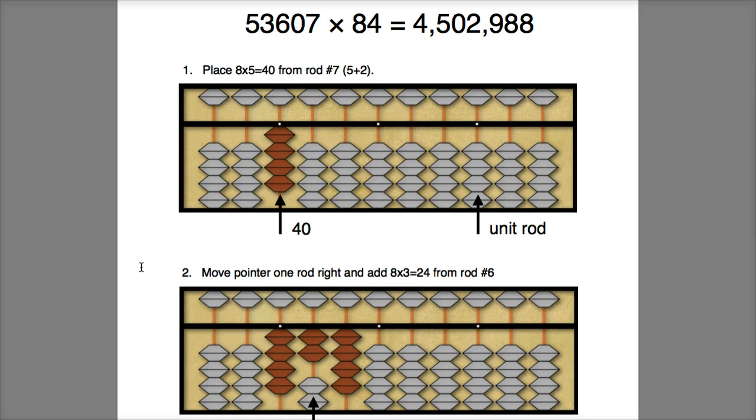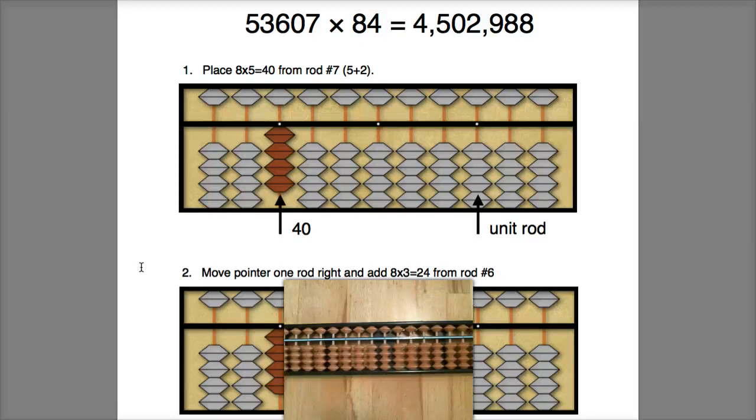So I'm going to take a first example here of multiplying 53,607 times 84. Okay, well, as always, to find out where I'm going to enter my first product digit, I'm going to sum the number of digits in the multiplicand, which is 5, plus 2 in the multiplier, so 5 plus 2 is 7. So I'm going to start off on rod number 7. So I'll choose this as my unit rod and count off 1, 2, 3, 4, 5, 6, 7. So here's where I'm going to enter my first product.